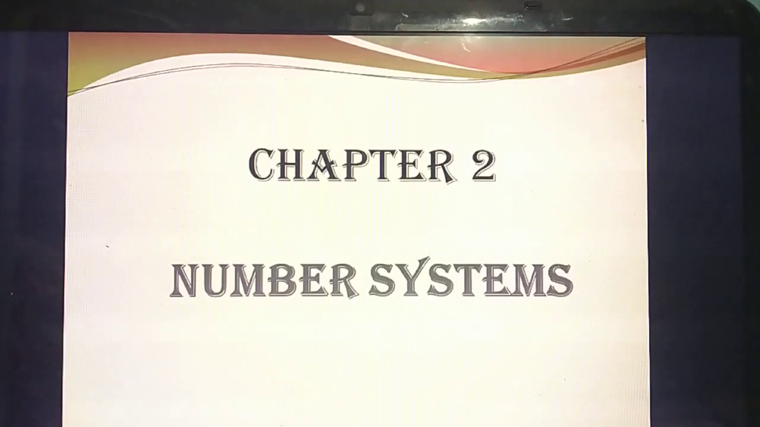So now we are studying chapter 2. What's the title of our chapter? Number systems. Last class I taught what we mean by number system. So what's the use of a number system? A number system is a way of representing input data as numbers. We give some inputs to the computer, and the computer processes the data in the form of bits or bytes. Last class we studied this.